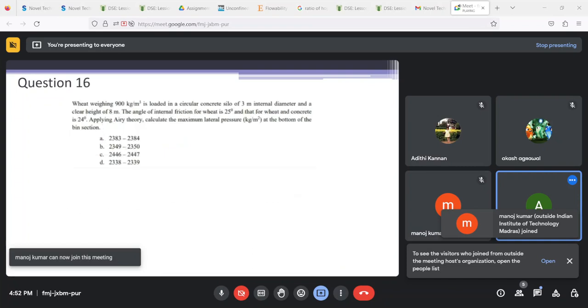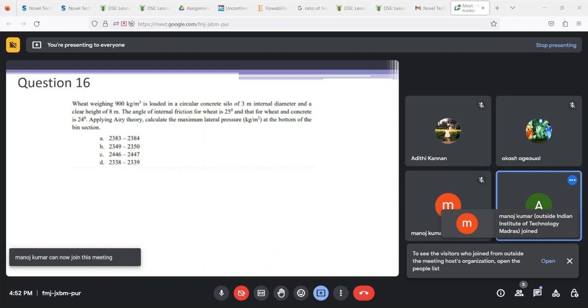Okay, so this is again one of the silo design questions. The wheat weighing 900 kg per meter cube is loaded in a circular concrete silo of 3 meter internal diameter and a clear height of 8 meters. The angle of internal friction for wheat is 25 degrees, and that for the wheat and the concrete is 24 degrees. So here you do not have the coefficient of friction.